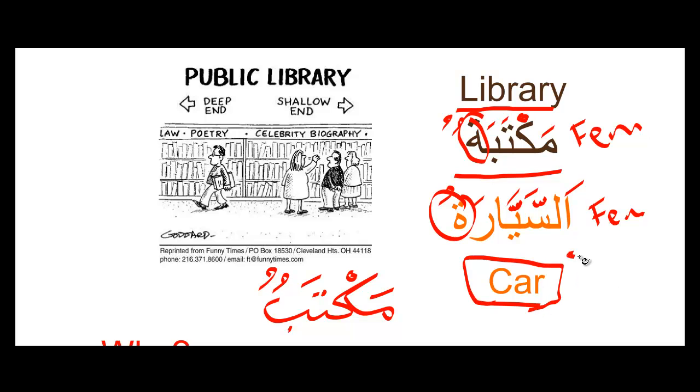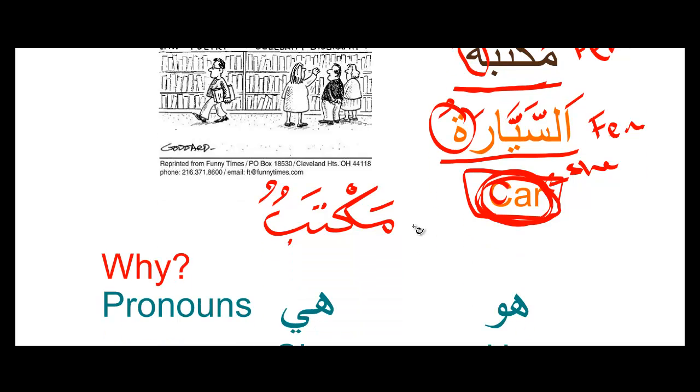That's an exception to the rule. Okay, the car itself, the word itself, is not feminine. It's just referred to as feminine because you're personifying it. Whereas in Arabic, the word is feminine whether you personify it or not. Okay, a library is feminine whether you personify it or not.